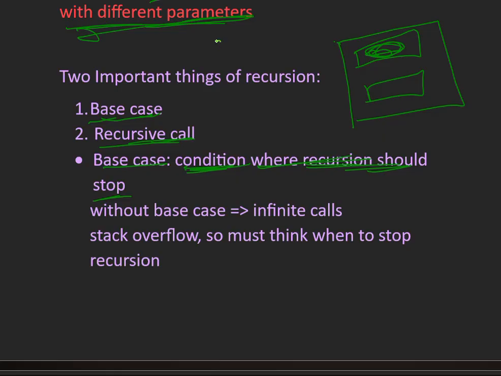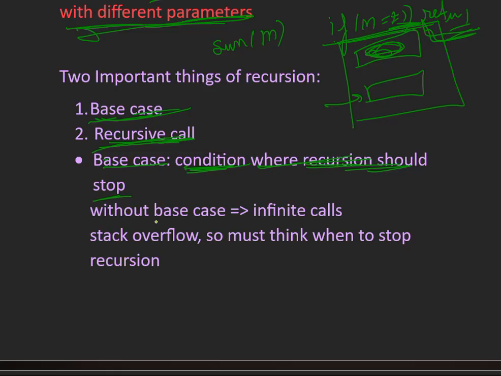So in the case of finding the sum of n, if n is equal to 1, in that case we will directly return 1. Okay, so that's the base case, the condition which makes the recursion stop. Next thing is the recursive call. When we have to call the function again, that is a recursive call.